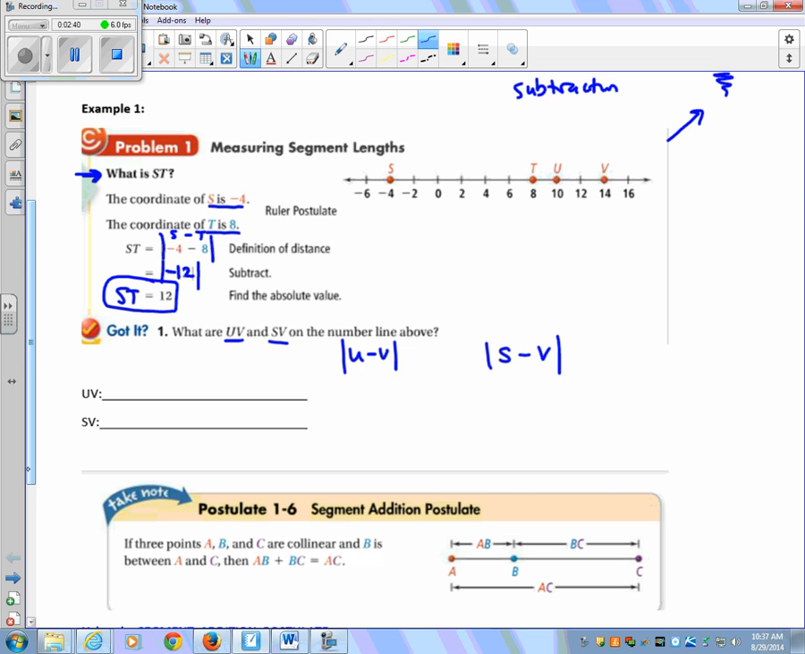The coordinate of U is 10. The coordinate of V is 14. Absolute value of 10 minus 14 is -4. So the absolute value is 4. That's the length of UV. SV is going to be, the coordinate of S is -4 minus the coordinate of V, which is 14. -4 minus 14 is -18. And the absolute value of -18 is just 18, positive 18. So the length of SV is 18.